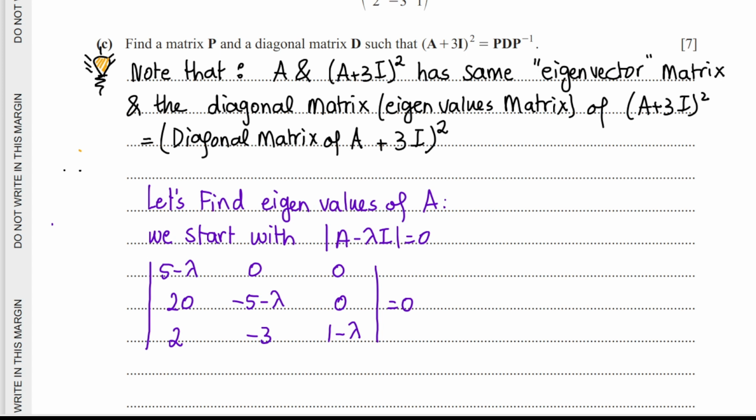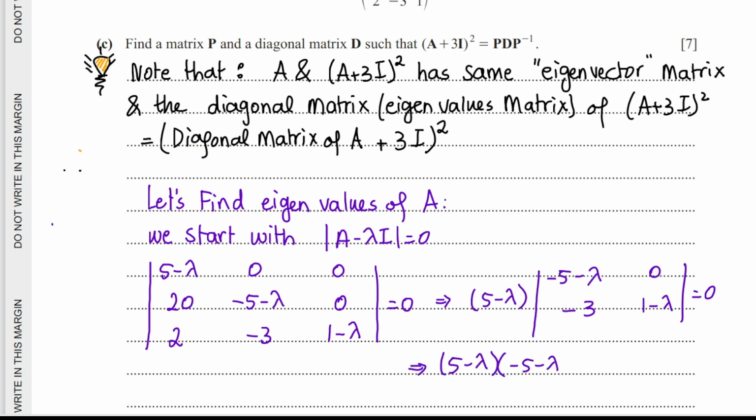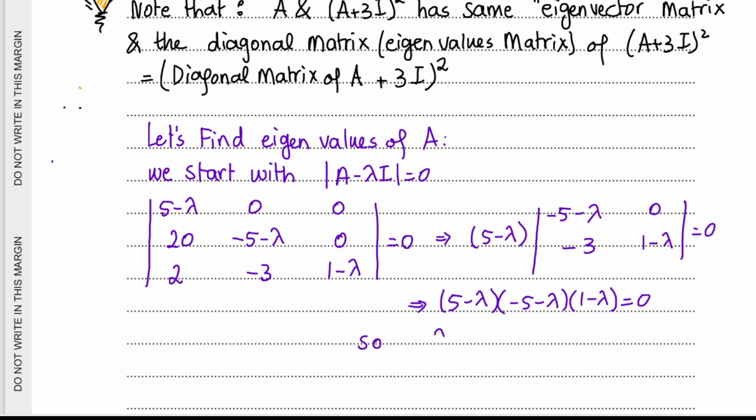Here we will choose the first row as it has the most number of zeros, so the calculation is easy. Implies that (5 − λ) times the determinant of [−5 − λ, −3; 0, 1 − λ] equals 0. Implies that (5 − λ)(−5 − λ)(1 − λ) = 0. So λ = 5, λ = −5, and λ = 1.